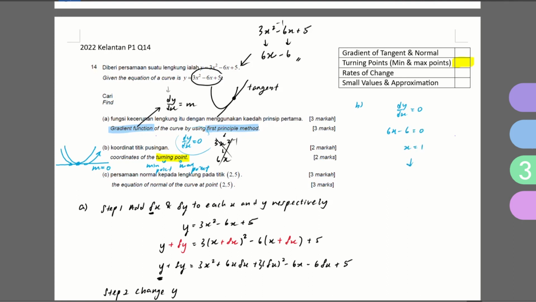So because we are trying to find the coordinates, we can use back the y equation and sub in 1 to get our y coordinate. So our coordinates will be (1, 2).